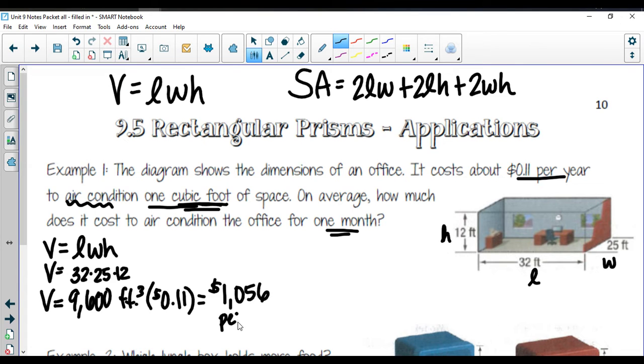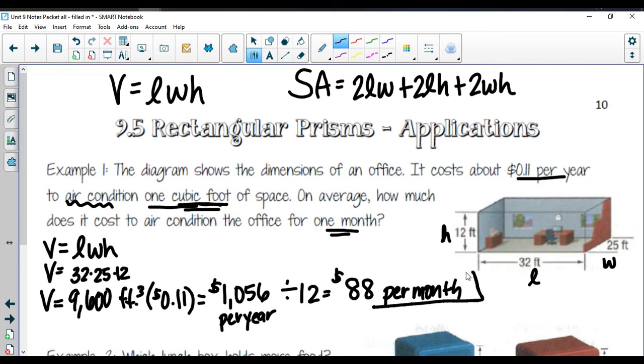$1,056 per year. Since the question only asks us for a month, we have to realize there are 12 months in a year. So we're going to take our money and we're going to divide by 12. And dividing by 12 is going to give us 88. So this would be $88 per month to air condition this then. So that's our final answer there.